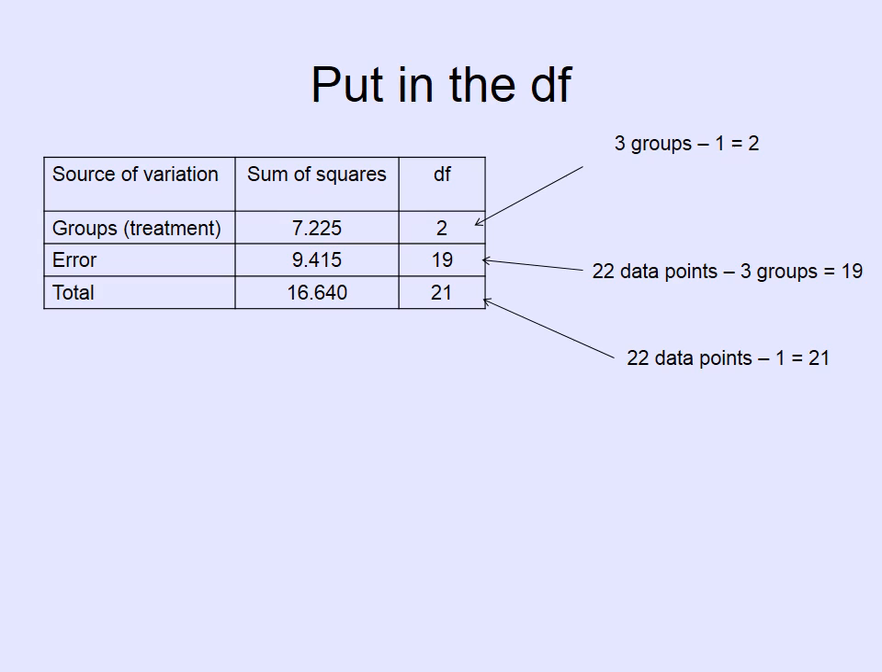Now we'll put in our degrees of freedom for each partitioned variance. Degrees of freedom for groups is k minus 1. There are 3 groups, so that's 2. Degrees of freedom for sum of squares error is all the data points, 22 data points, minus k, so capital N minus k, and that's 19. And finally, for sum of squares total, the degrees of freedom is capital N minus 1.